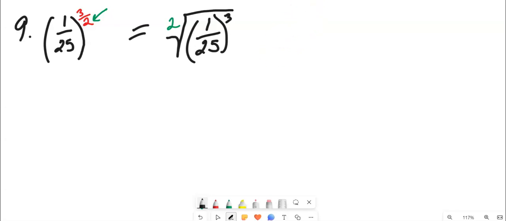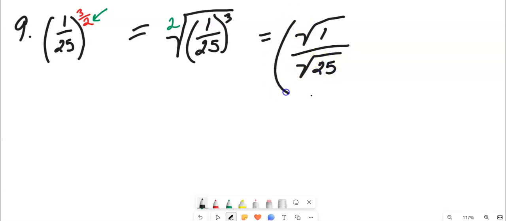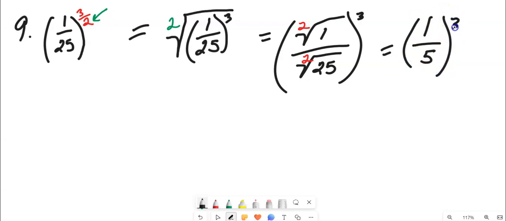Now to start solving it is to first break it up. So we're going to break it up as the square root of 1 over the square root of 25. And then once we solve that, we're going to take it to the third power. Again, it's understood that there is a 2 here if it has been eliminated. Now, the square root of 1 is simply 1, and the square root of 25 is 5. But we still have to cube that.